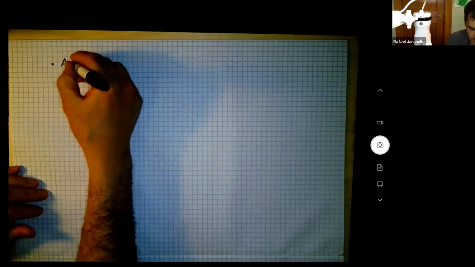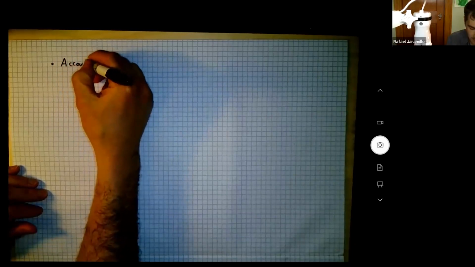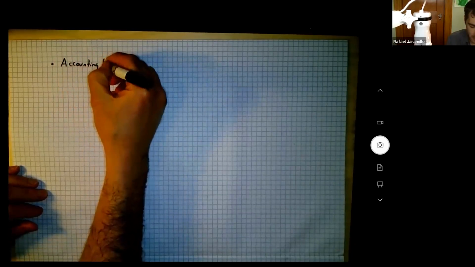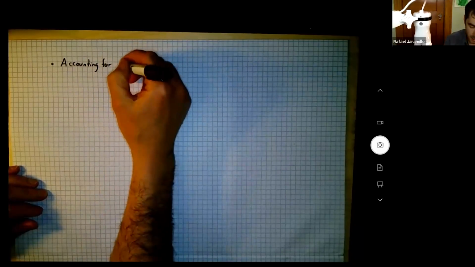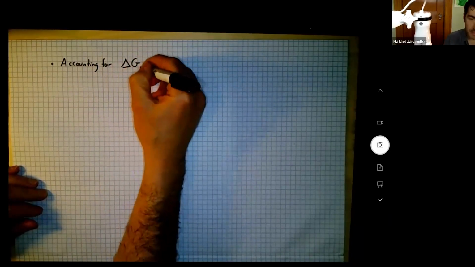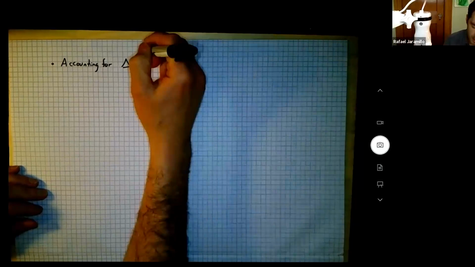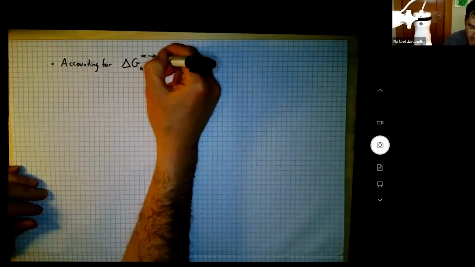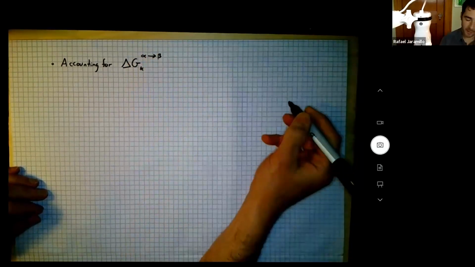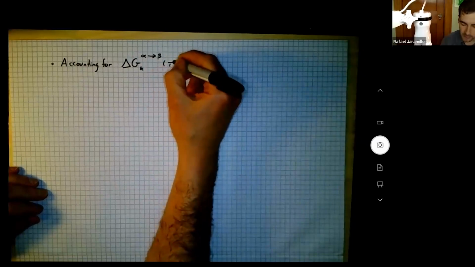Okay, so how do we account for this? Accounting for delta G of some component K. Now I'm going to make this a little more general. Any transformation between any two phases, alpha to beta. And that, of course, is a function of temperature, right?